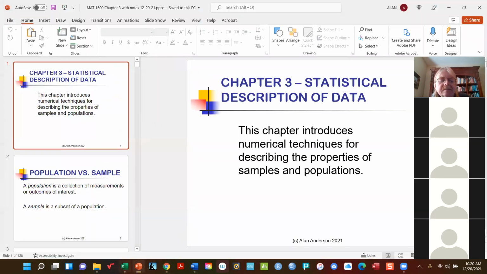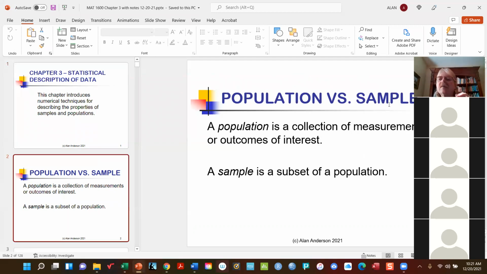Let's introduce chapter 3. What we're doing here is what's called statistical description of data. Now, data can mean any type of information. In these examples, I typically focus on more business applications, but this could be applied to so many different areas of study. We're going to start out by introducing 2 of the most important concepts in statistics. We're going to show that there's 2 types of data that we might be interested in.